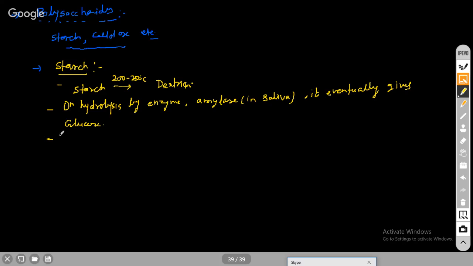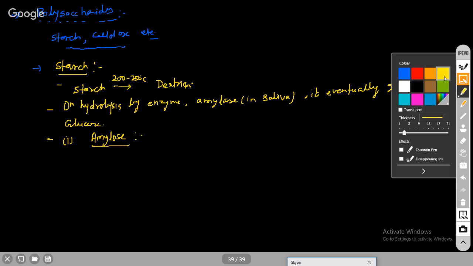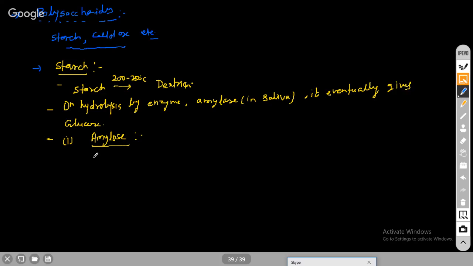Okay. Next line, it has two components. First one, write down amylose. First component of starch, amylose. It is a linear polymer. In this, there is no branch. It is only linear polymer. Soluble in H2O. Few properties I'm just giving you. You have to memorize this. But for JEE point of view, it is not important.